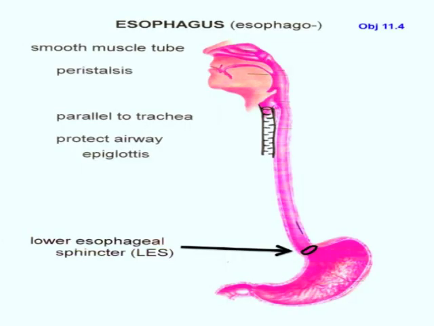The next part of the GI tract is the esophagus. Our root term is esophago. This is a smooth muscle tube and conducts peristalsis, or that involuntary contraction. This is parallel to our trachea, which is our windpipe, which leads to the lungs. The esophagus carries the food down from the mouth to the stomach, crossing the lower esophageal sphincter, or LES. The LES is a circular band of muscle which controls the flow of food into the stomach.